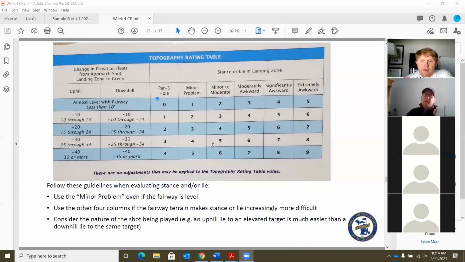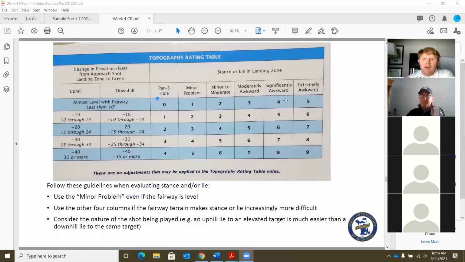Hey, Kyle. What is the technique you use, especially from landing area to landing area on a par 5, to measure elevation change? Two measurers, two spotters measuring from eyeball to eyeball, or what's your technique?